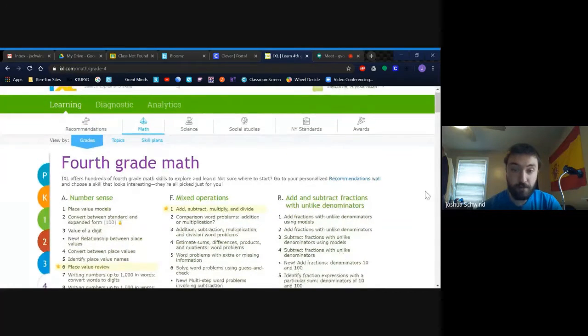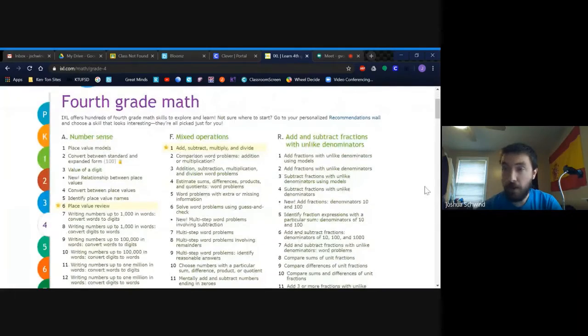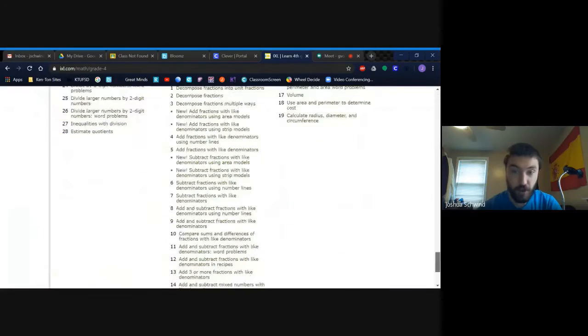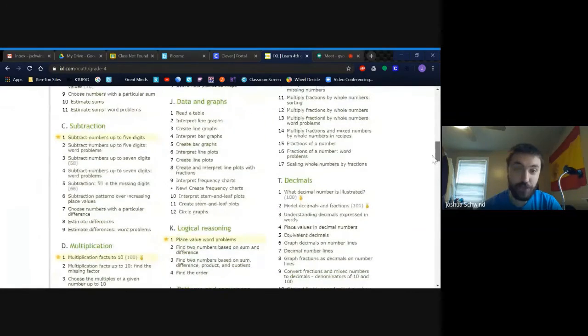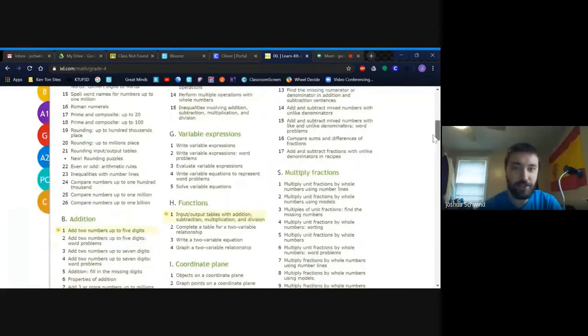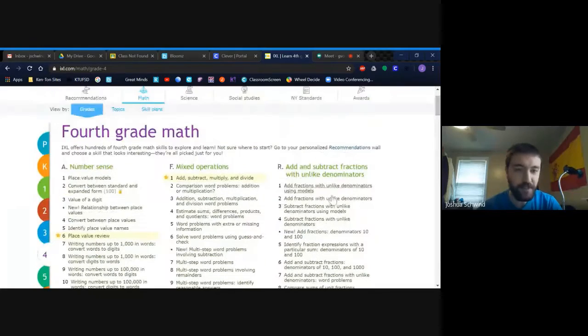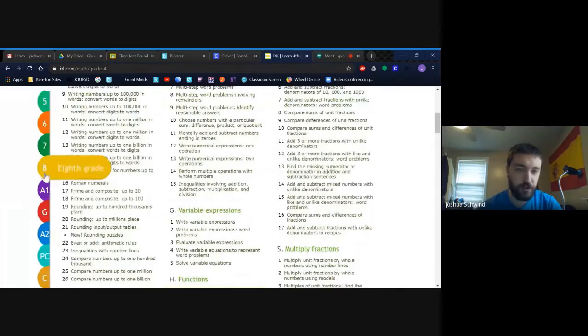Now, also, if you go back to the learning page and you click on math, this page will pop up. There is a whole bunch of stuff here. And believe it or not, we've actually learned half of this stuff already in the classroom, which seems crazy, doesn't it? Now, if you notice on the left side here, there's all the different grade levels.